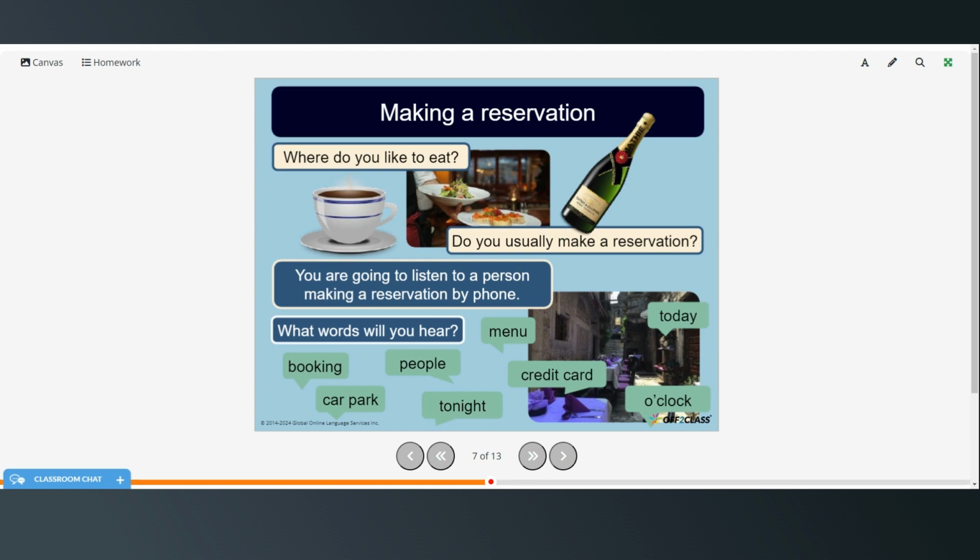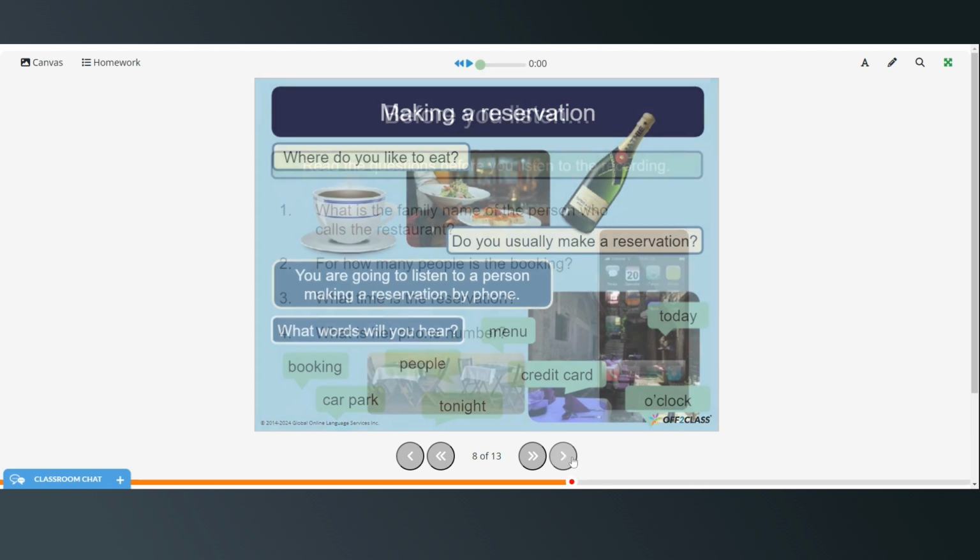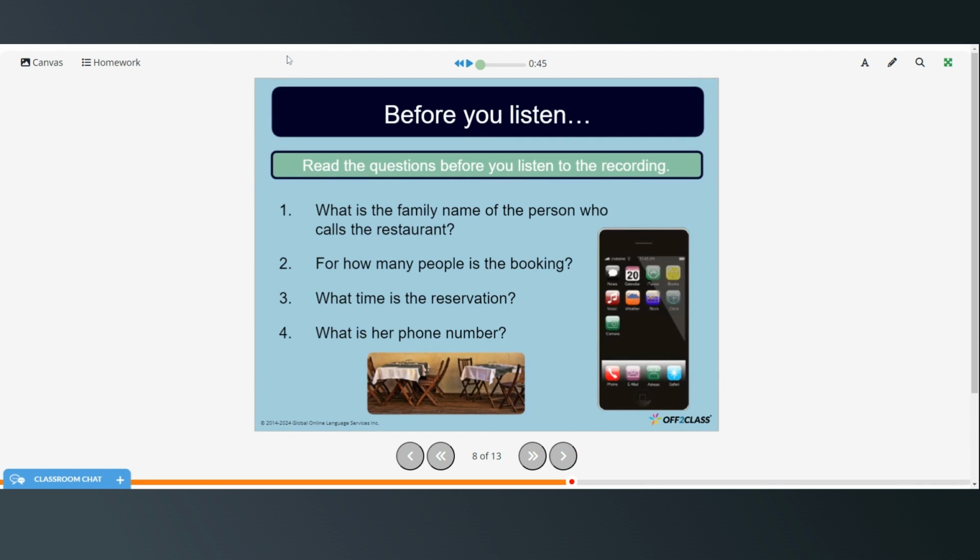And then before we listen, we're going to read the questions. So what is the family name of the person who calls the restaurant? For how many people is the booking? What time is the reservation? And what is her phone number? So let's listen.